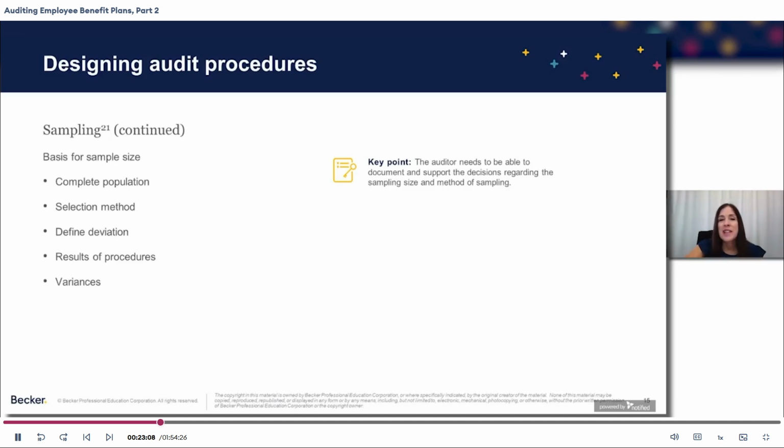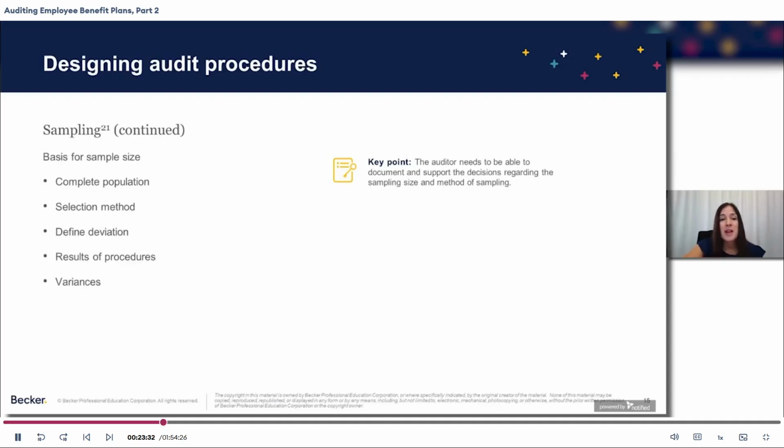How do you define a deviation? You have to document the results of your procedures and how any variances were addressed. If all of those items are documented when it comes to your sampling, then no one can tell you that your sample is incorrect or inappropriate because sampling is based on professional judgment.